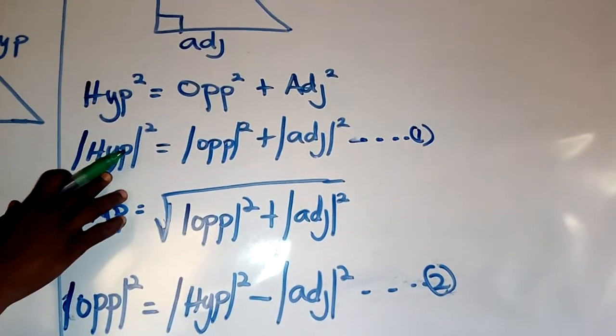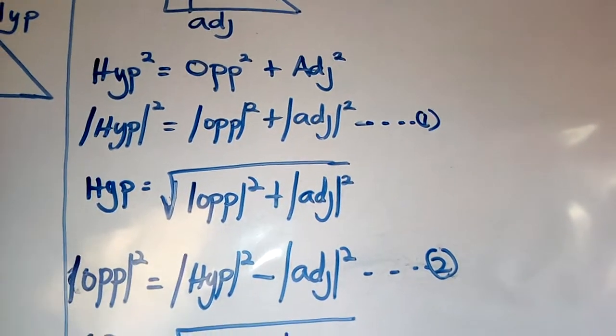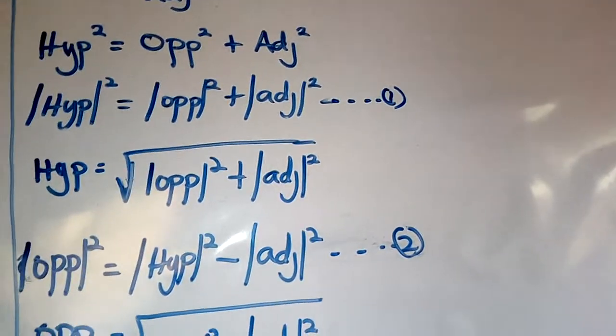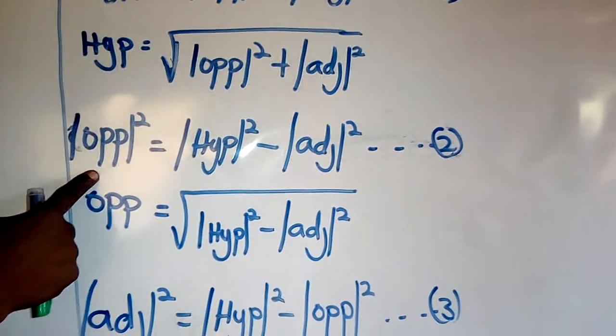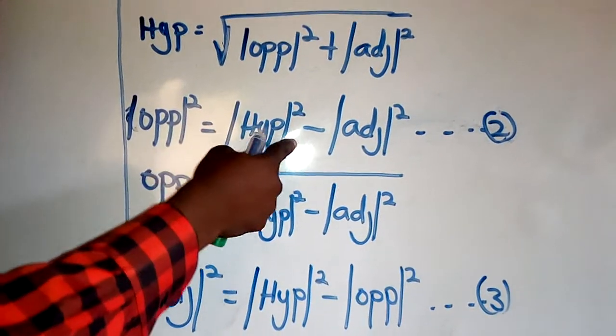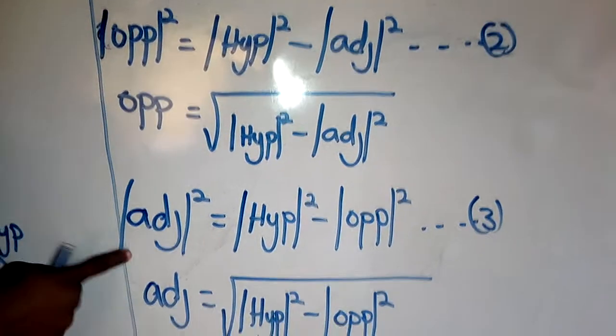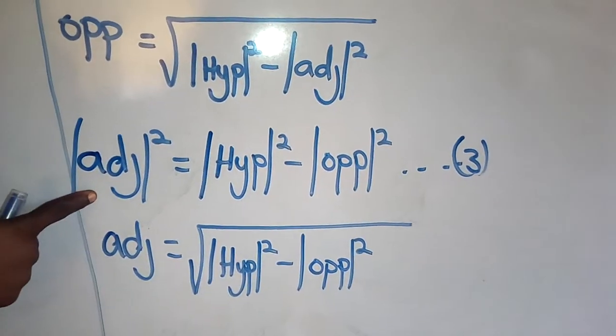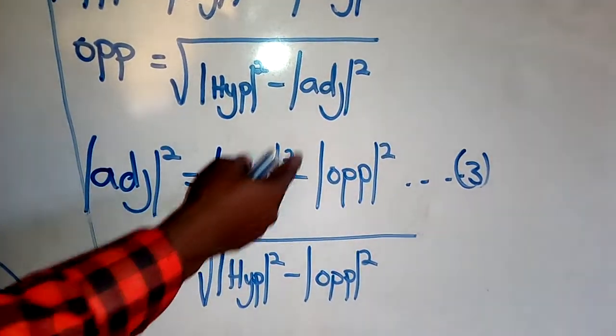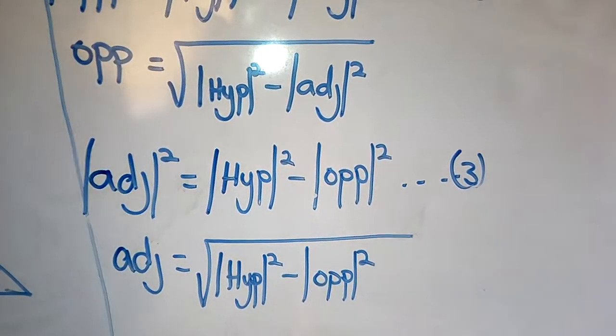The first one we use to find the hypotenuse: hypotenuse square equals opposite square plus adjacent square. The second one is for the opposite: opposite square is equal to hypotenuse square minus adjacent square. The third one is for the adjacent: adjacent square is equal to hypotenuse square minus opposite square.